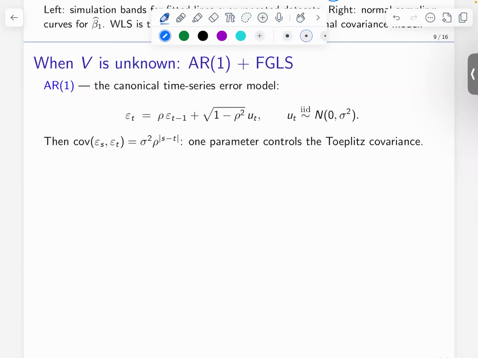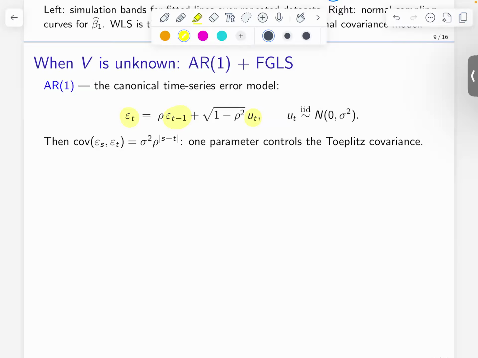Let me just mention this, and then maybe we can take two minutes. So far we assume that we know V, but in general you don't know V, and oftentimes you can try to estimate V. In some cases it's really easy. For example, in time series you often have models like the so-called AR1, autoregressive with order 1, which is a very common time series model. Epsilon t depends on the previous step by a factor rho, plus a constant times noise u t, which is normal with mean 0 and variance sigma squared.